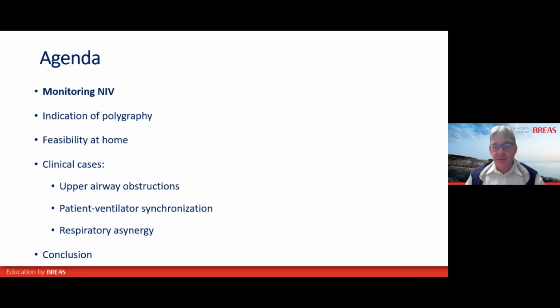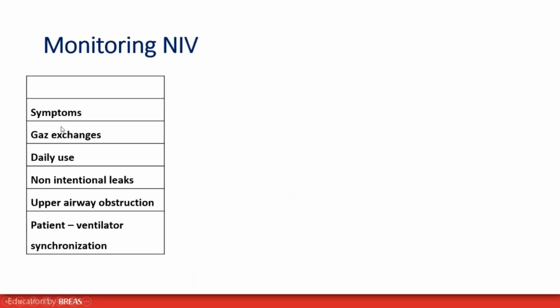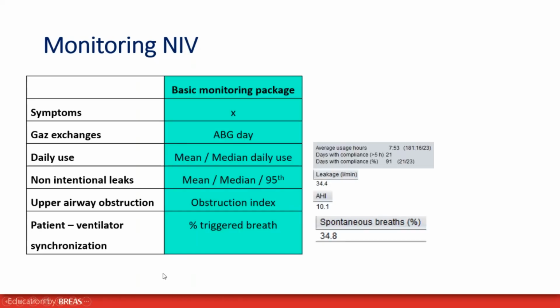So let's start with how to monitor an NIV. When we monitor an NIV, I think we have to look at the symptoms of the patient to make sure that the treatment is efficient and well tolerated. We have to assess the gas exchange, the daily use of the NIV, the non-intentional leaks, upper airway obstruction, and patient-ventilator synchronization. So we may imagine a sort of basic monitoring package, which is the minimum that we should do when we monitor an NIV.